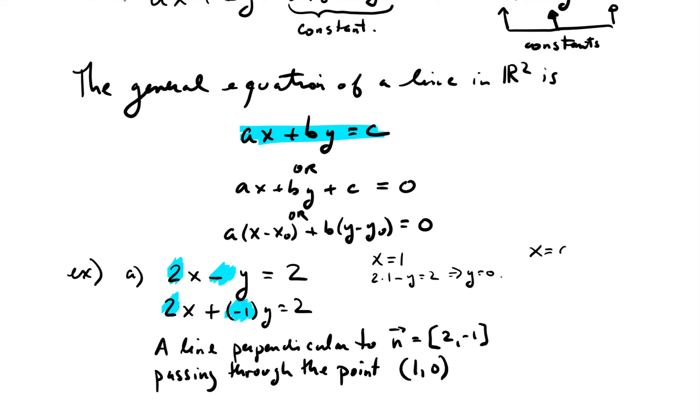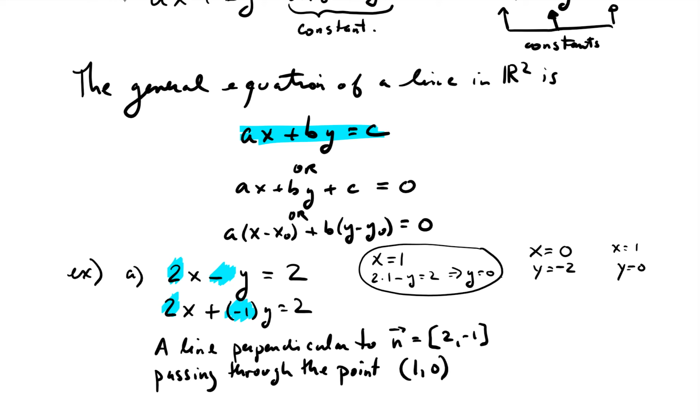You assign a value 0 to either x or y, and you solve for the other variable. If I assign a value of 0 to x, I get minus y is 2, so y is negative 2. If you assign a value of 0 to y, you get that x is 1, which is the point I had originally here. See, x equals 1, y equals 0.